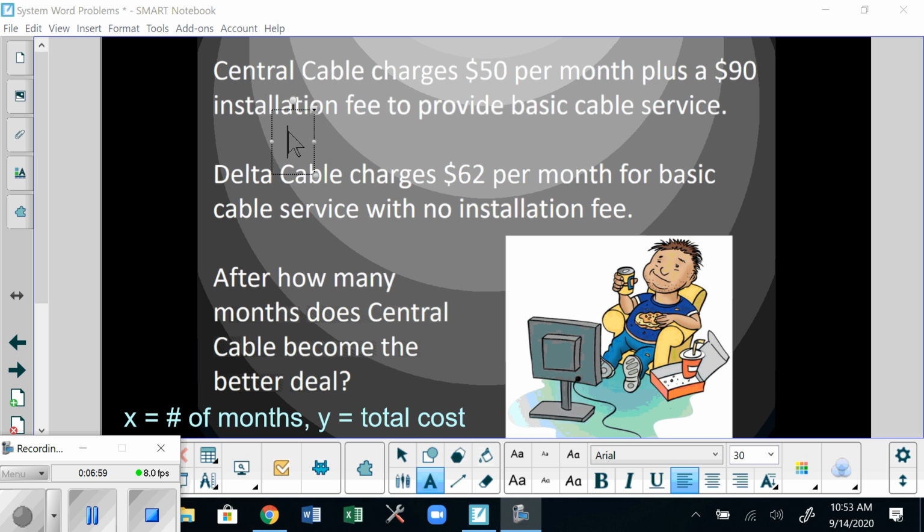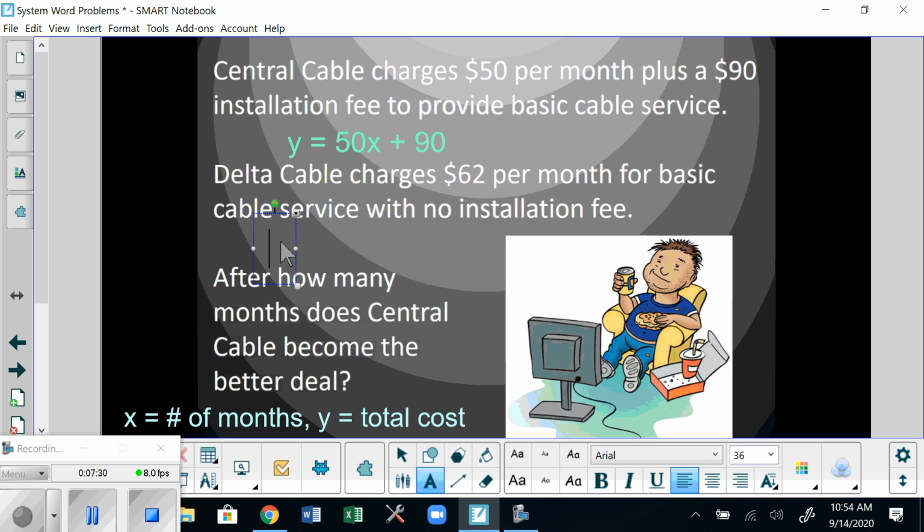So look at Central Cable. This is a slope problem if I've ever seen one. A slope and y-intercept problem. Every month, Central Cable charges $50. Well, that's going to be a slope. And there's also a $90 installation fee that you need to start off. Here, the charge is going to start at $90. That's called our y-intercept. That's the starting charge. You have to pay $90 before you can even start. And then every month, that charge will go up $50 a month.